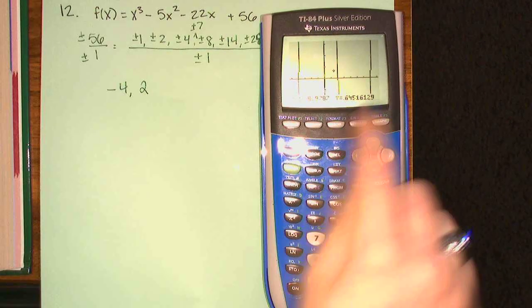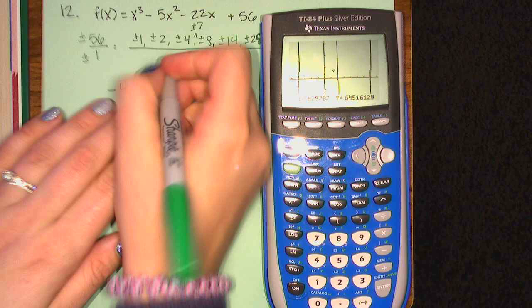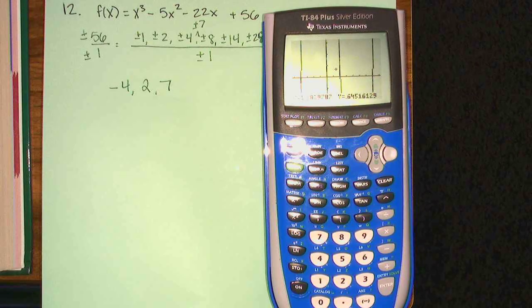And then I keep going. 3, 4, 5, 6, 7. Looks like there's a possible one at 7. So those are the ones that I'm going to check synthetically. Technically it's like synthetic substitution because you keep the same sign.